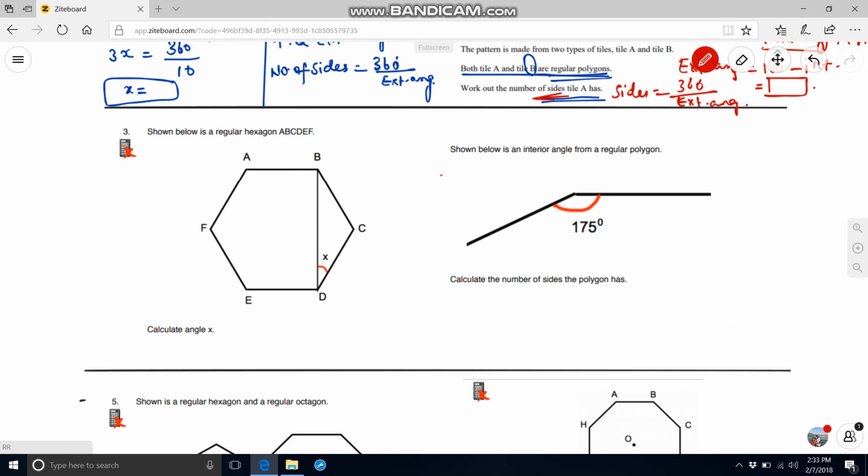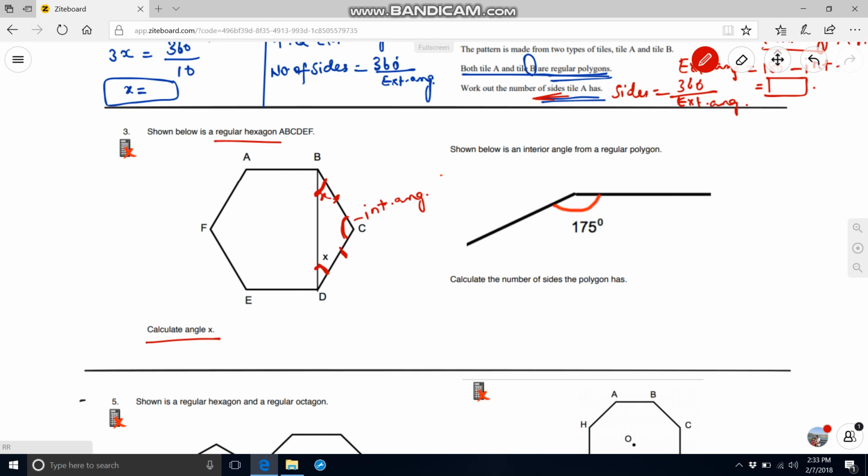Here the diagram is given and it says regular hexagon, means all the sides are equal, and we need to find the value of x. It is a regular hexagon, so all the sides are equal. If this is equal, this is also equal only. Equal sides make equal angles. If this is x, this is also x only. And what about this? This is called the interior angle of the hexagon. So you have to find out the interior angle first.